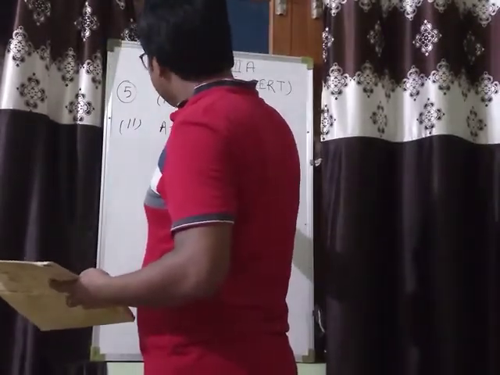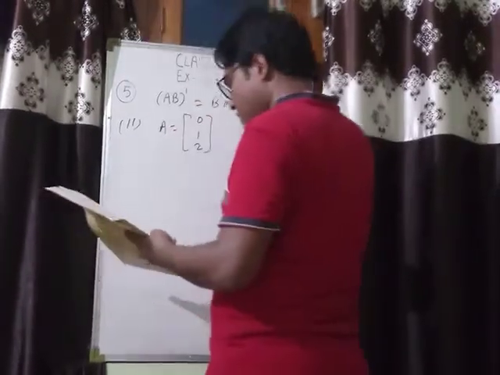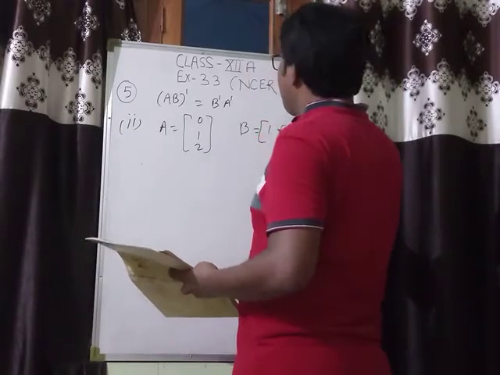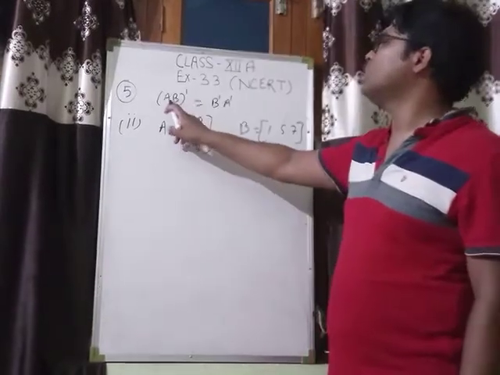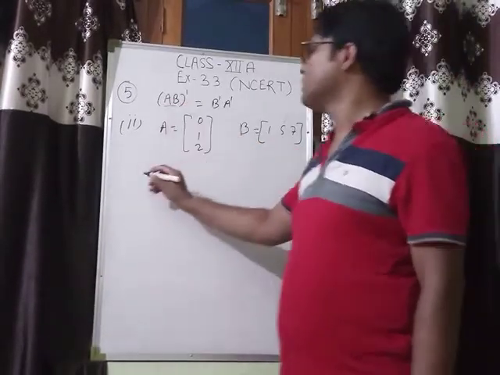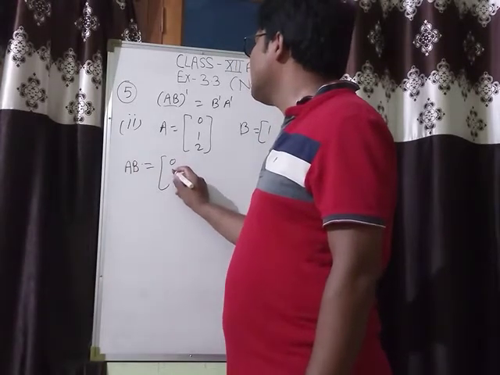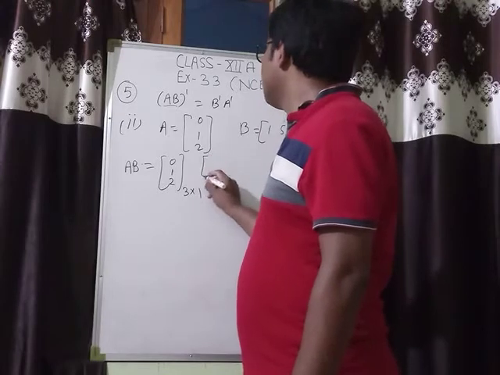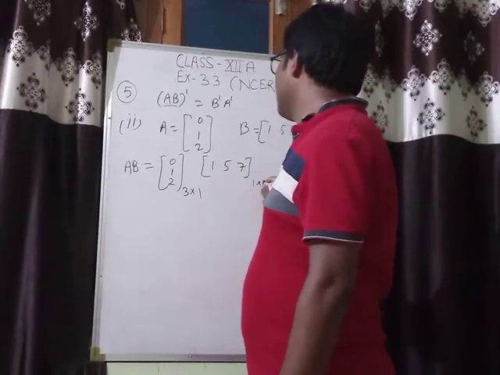A is 0, 1, 2 and B is 1, 5, 7. And we want to verify this. So you can see, first of all we have to find out AB, the product of AB. So AB will be what? AB will be, this is 0, 1, 2, a matrix of order 3 by 1, and B is 1, 5, 7, that is a matrix of order 1 by 3.